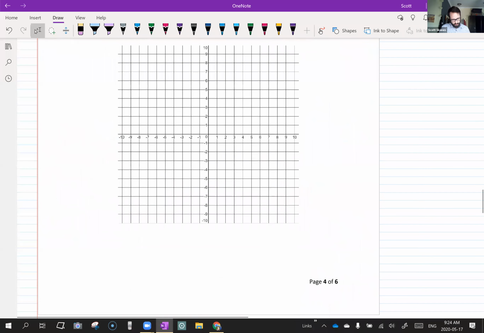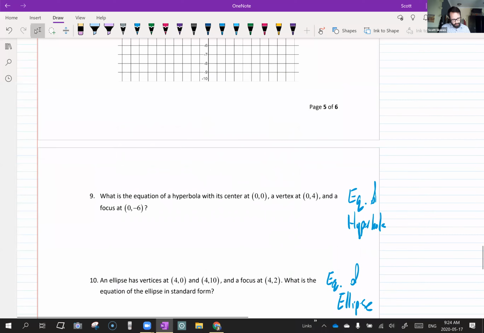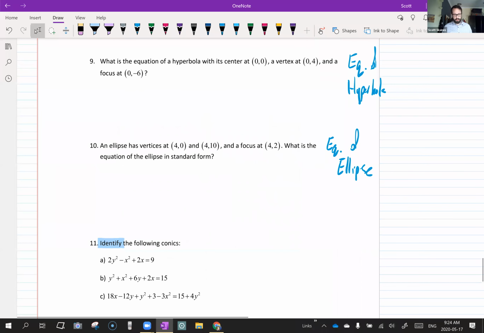This is given the equation. All right. What is the equation of a hyperbola with a center at 0, 0, a vertex at 0, 4, and a focus at 0, 6? So many students are bad at these. So let's get it done. Center at 0, 0. So right away, I'm going to write down that center is 0, 0, just so I have it there clearly. All right. Vertex at 0, 4. I'm going to draw a little picture. 1, 2, 3, 4.